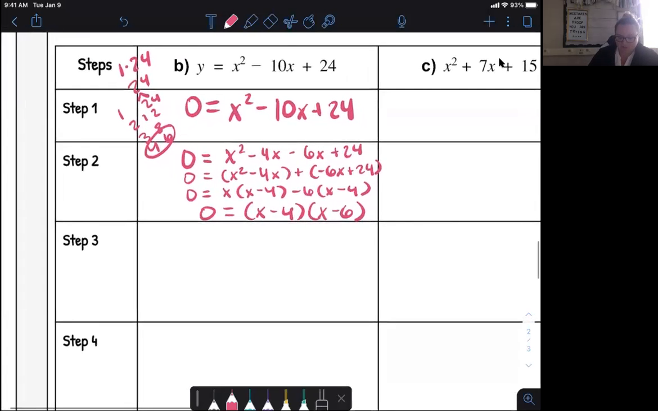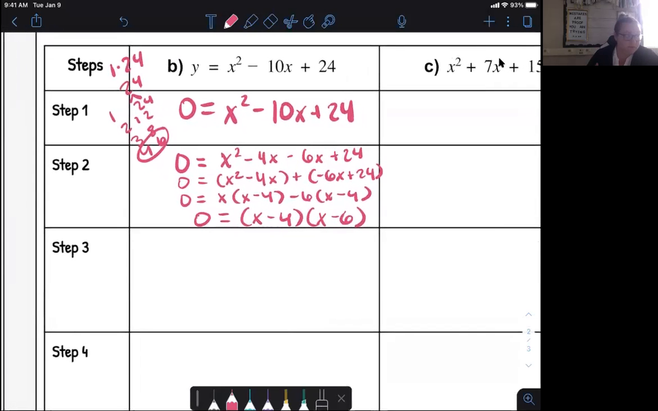All right, so as you can see, step 1, 0 equals x squared minus 10x plus 24. Then I went ahead and factored it, and I got 0 equals x minus 4 times x minus 6. And make sure, again, that you have 0 equals at every single step. I am really picky about that when I grade, and if you don't show that in your work, you're not going to get credit for it. This is an equation, and we need to keep that equal sign in there to show that it is, in fact, an equation.